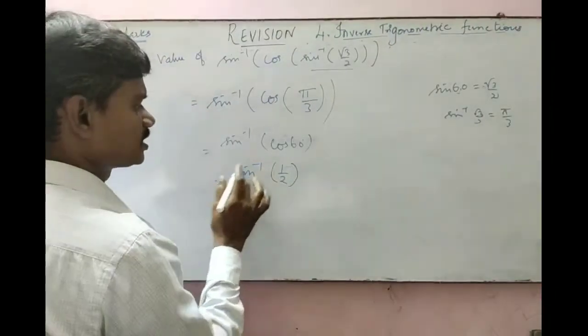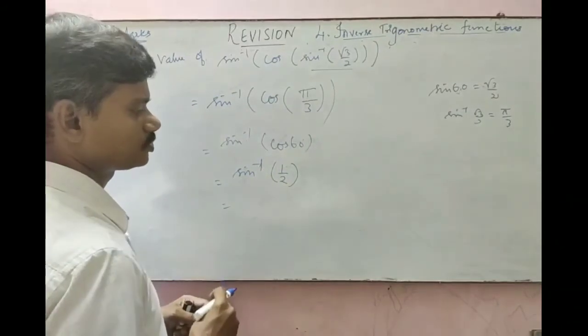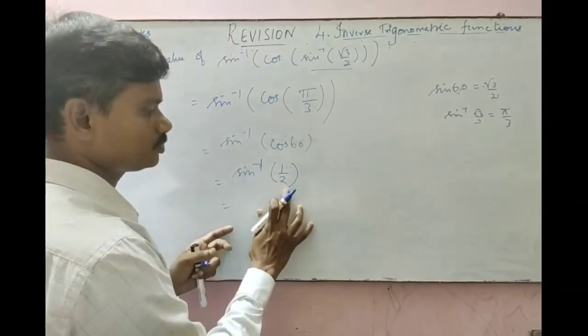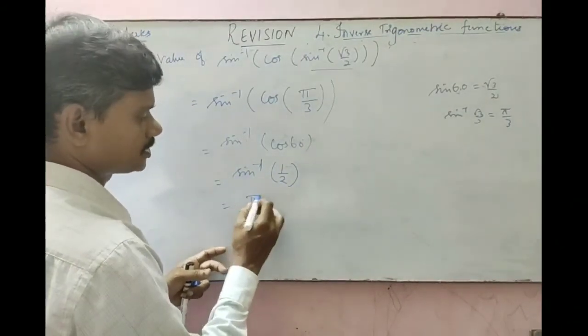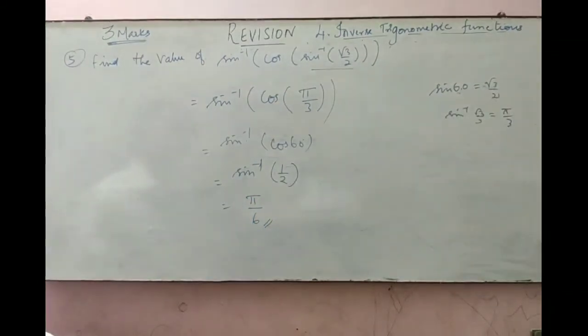Now you will get sin inverse of 1 by 2. What is the value of sin inverse of 1 by 2? Sin which degree is 1 by 2? Sin 30 degree. So 30 degree can be written as pi by 6. So this is the way we have to do the sum.